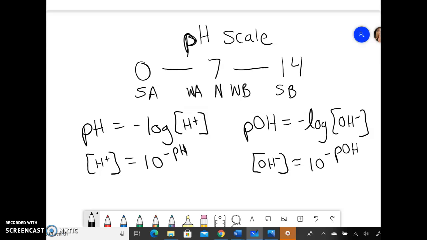And then there are 2 more equations that can help you. One is that if you ever have one of the P's and you want the other P, they add up to give you 14. So if you have pH and you want pOH, just subtract it from 14. And the last one is that the 2 concentrations will always multiply to give you 10 to the negative 14th.